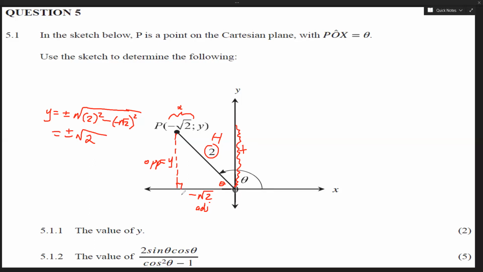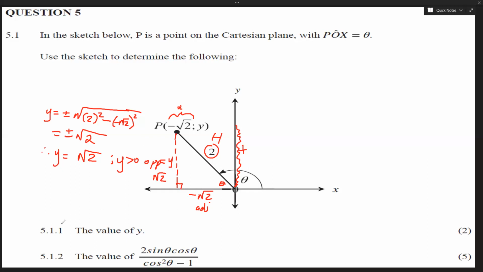Those are the most important things to always check when you complete your triangle, the signs on the x and y. So I'm going to say, therefore, y equals positive square root of 2. I can even be too mathematical here and just show that y is greater than 0, but you don't need to. If you want to, you can, but it's not compulsory. Now I have my height. I have my up, which is square root of 2. I have my adjacent, which is negative square root of 2. I can now go to the questions.